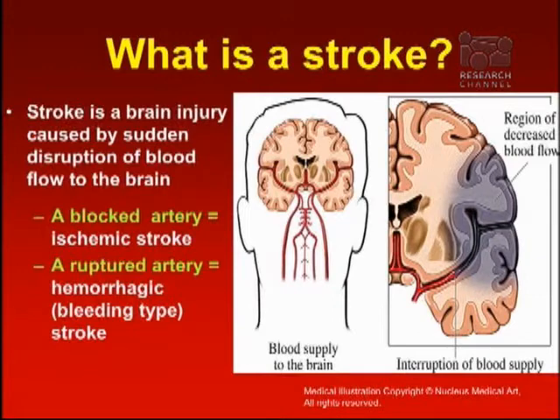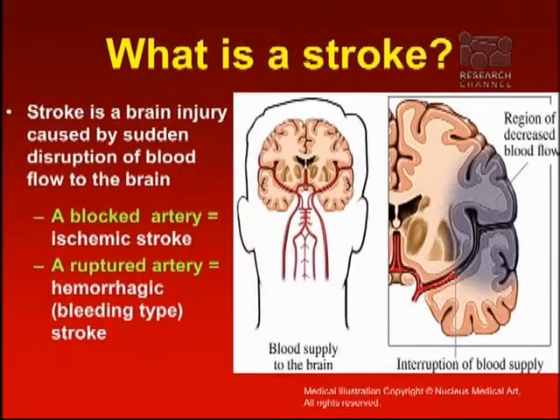So first of all, what is a stroke? Stroke is a brain injury caused by a sudden disruption of blood flow to the brain. It may be due to a blocked artery, and as you can see here on the right, there's a blood vessel here, and there's interruption of blood flow due to a clot, and this purple brownish area is representing the injury to the brain due to the lack of nutrients going to the brain. A stroke can also be due to a rupture of an artery, and we call this hemorrhagic stroke, or a bleeding type of stroke into the brain.